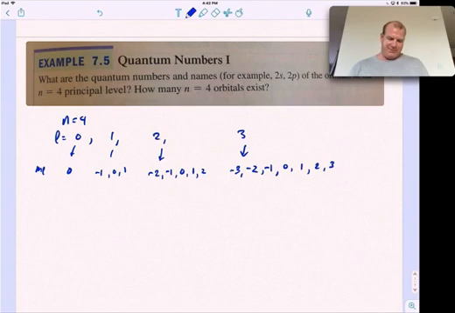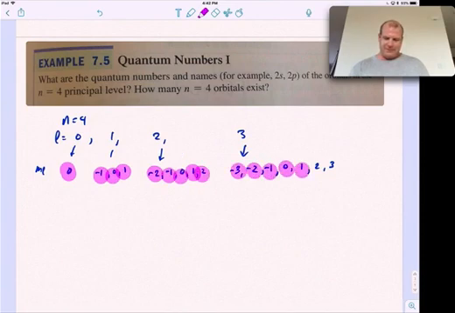How many do we have? We have 1, 2, 3, 4, 5, 6, 7, 8, 9, 10, 11, 12, 13, 14, 15, 16, just like the count in Sesame Street. So we have 16 orbitals, and we can fit 32 electrons in that.